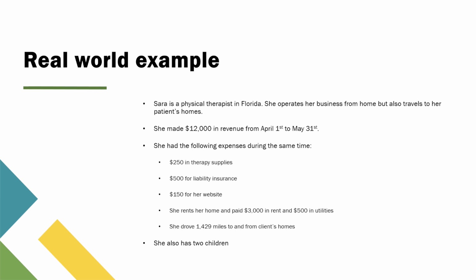So we're in Q2. So this estimated tax payment is going to be due on June 15th. And remember that April 1st to May 31st, that's only 2 months. That's not 3 months. So keep that in mind for a bit later. She also had the following expenditures during the same time period. And she also has 2 children.